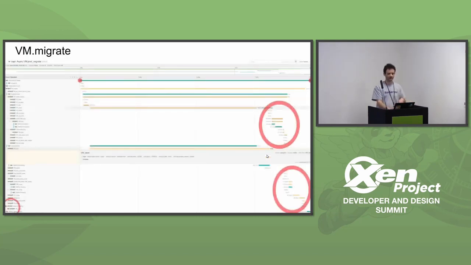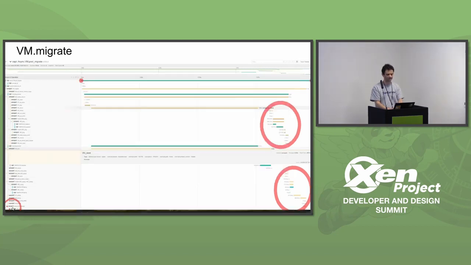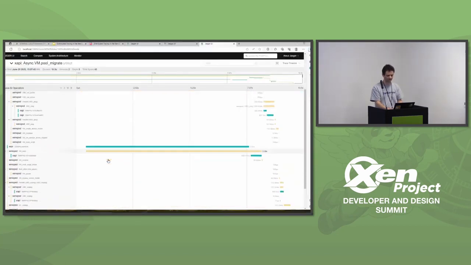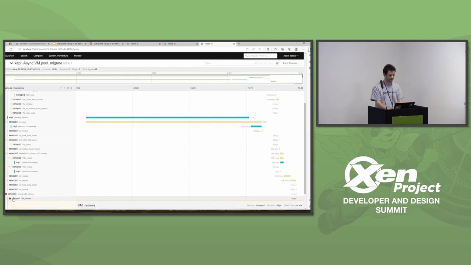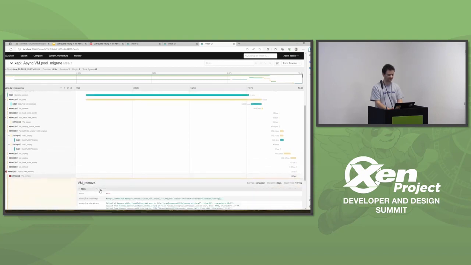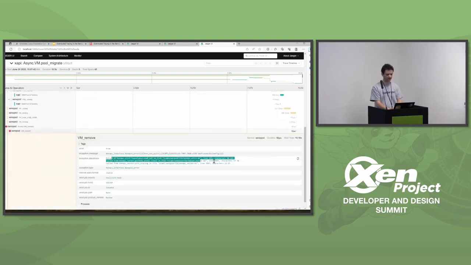In the case of VM migrate, you have two streams, one sending and another receiving. You have this device being plugged and unplugged. And interestingly, you have two events at the bottom, so two failures. These two failures did not propagate, as expected, but you can see that if there's an error, you can see the error and get a stack trace of the problem, which helps debug.